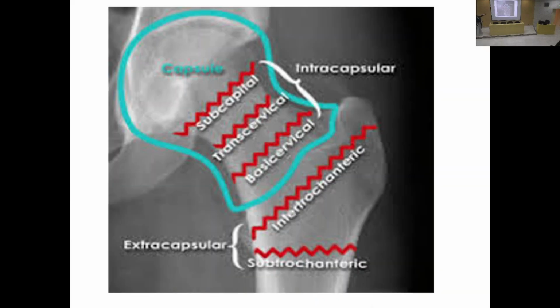You see here, subcapital, transcervical, basocervical, those are intracapsular, and intertrochanteric and subtrochanteric are extracapsular fractures. So the intracapsular one has complications of non-union and avascular necrosis.